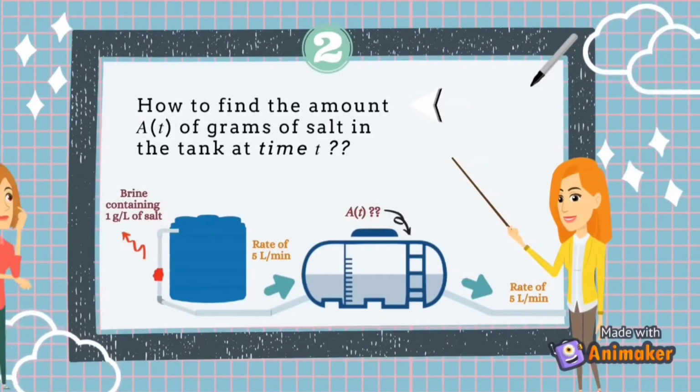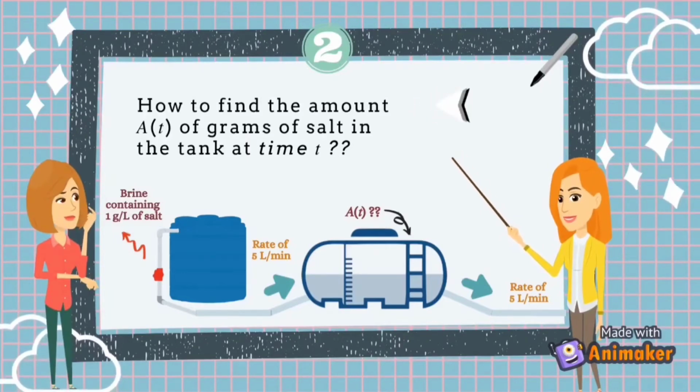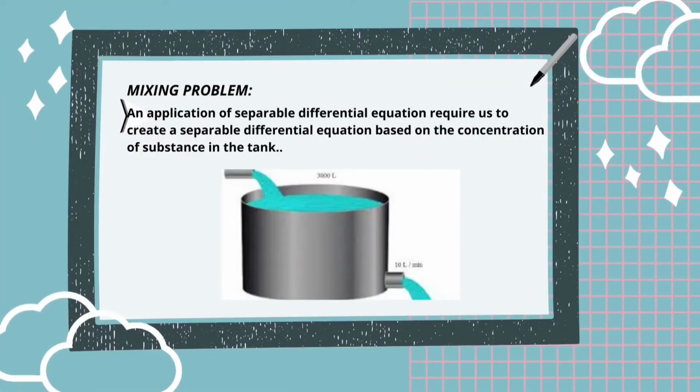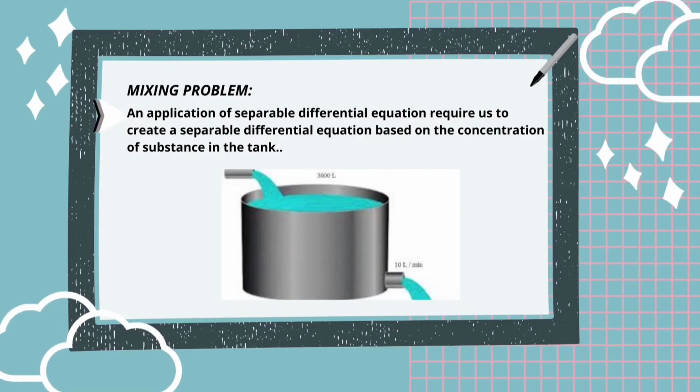So, how to find the amount of grams of salt in the tank at time t? Question 2 is about a mixing problem. A mixing problem is an application of separable differential equations that requires us to create a separable differential equation based on the concentration of substance in the tank.